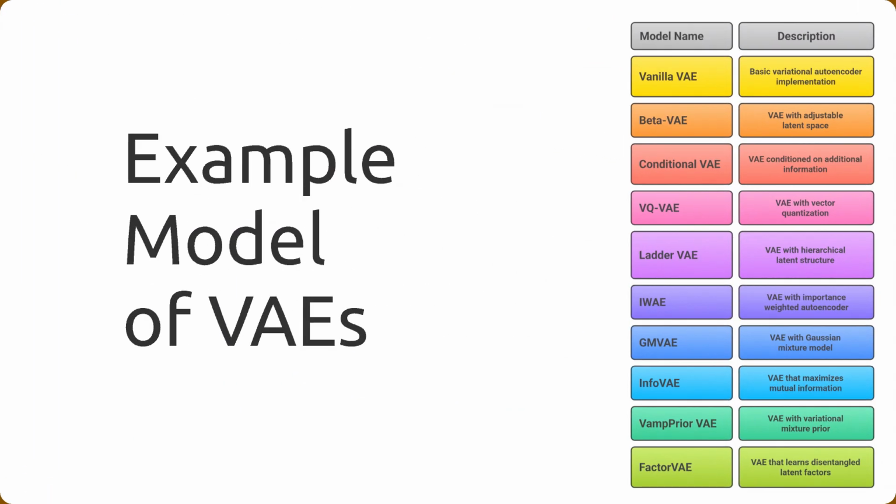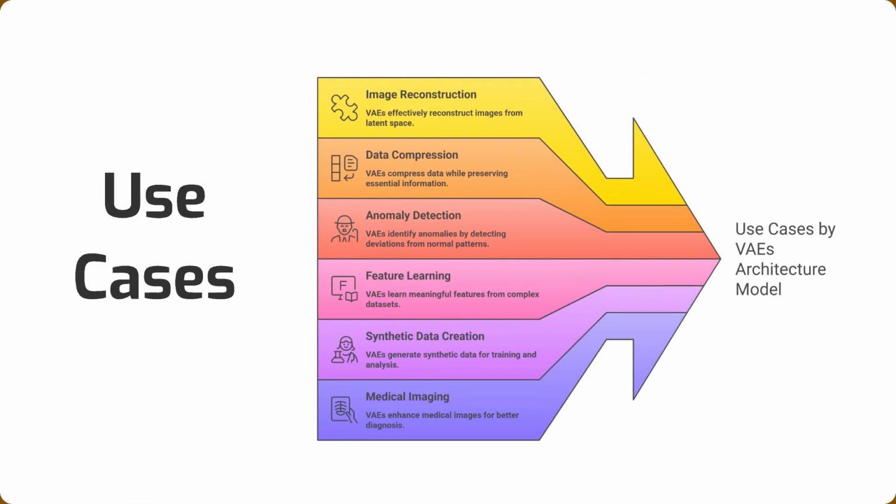Example model name for the Variational Autoencoders architecture. VAE models emphasize structured data generation and representation learning. They are commonly used in research and data synthesis. Use cases for the Variational Autoencoders architecture. VAEs are suited for controlled and interpretable generation. They are popular in data modeling tasks.